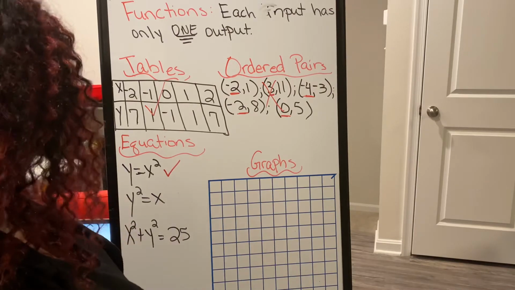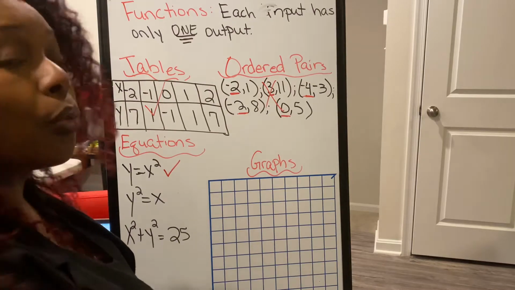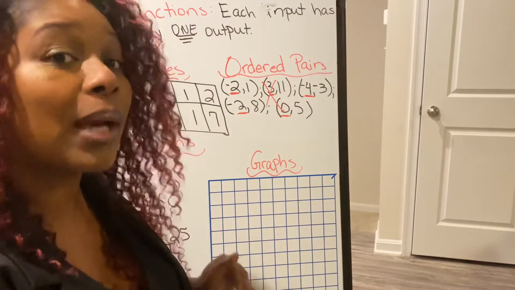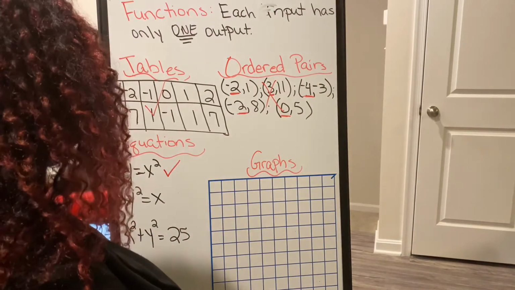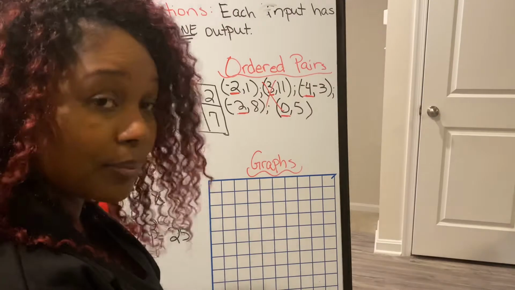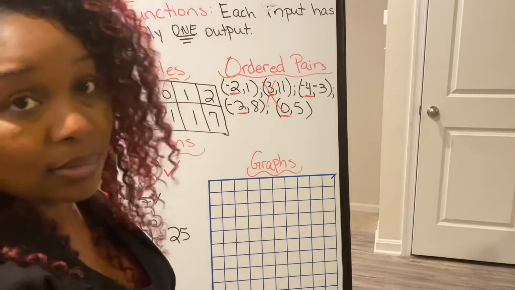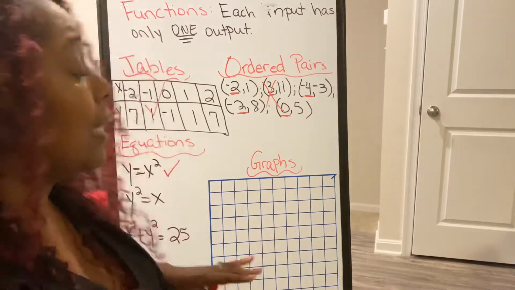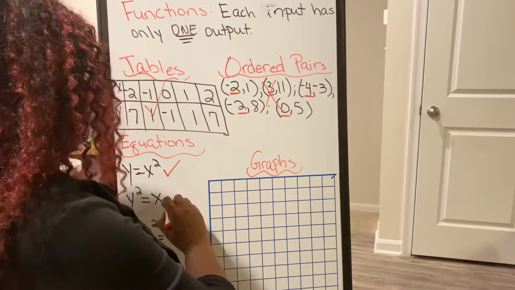Look down here. We have a y to the second power. Whenever you have your y to the second power, it will not be a function. So if you don't remember anything else, remember that. If my y has an exponent, it could be a 2, a 3, a 4, a 5, a 6, infinity. If your y has an exponent, it will not be a function.